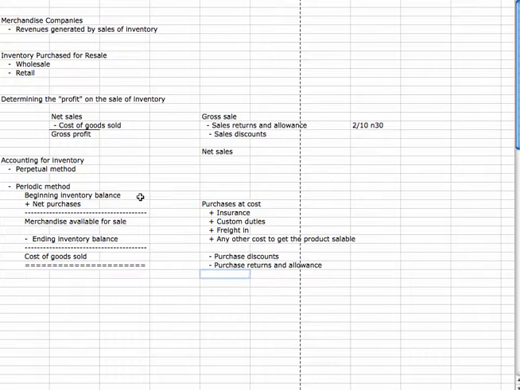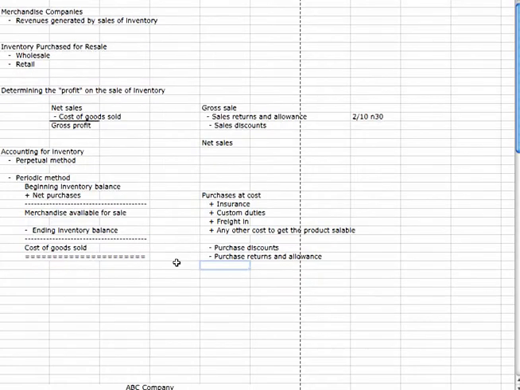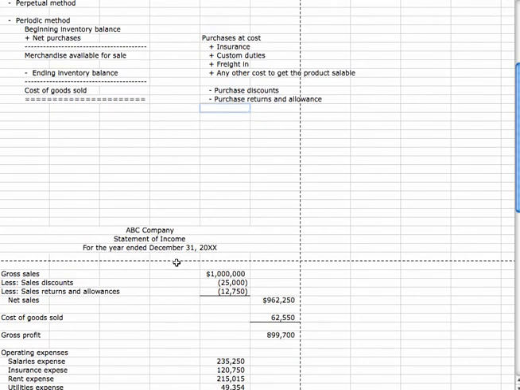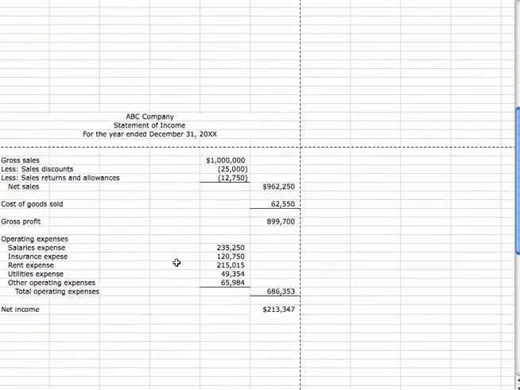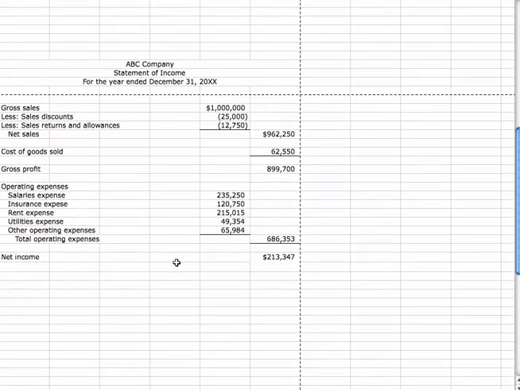Now that we have additional information, we can change the format of our income statement to what we call a multi-step income statement. In a multi-step income statement, we take our gross sales minus our sales discounts minus our sales returns and allowances to give us our net sales. Very similar to what we just showed you on the above screen.